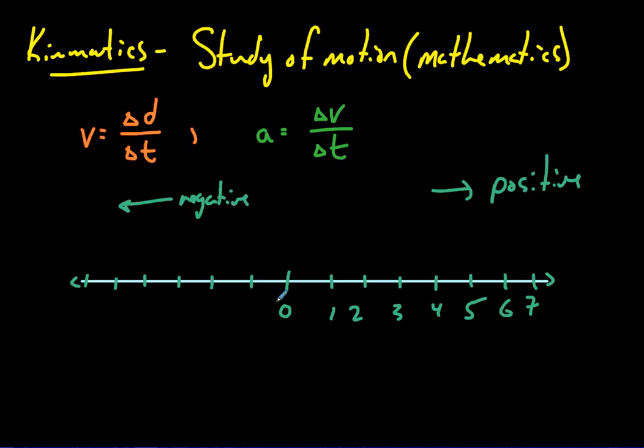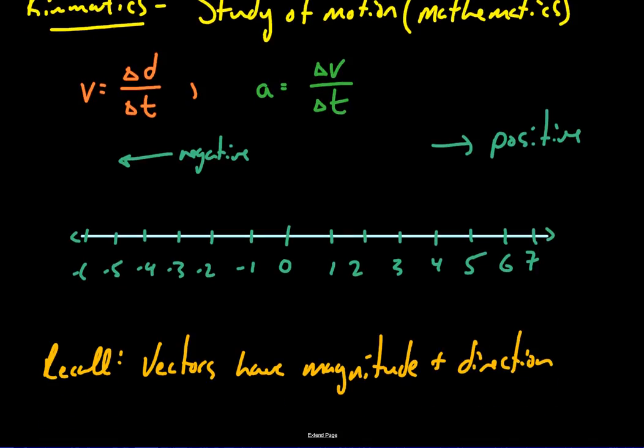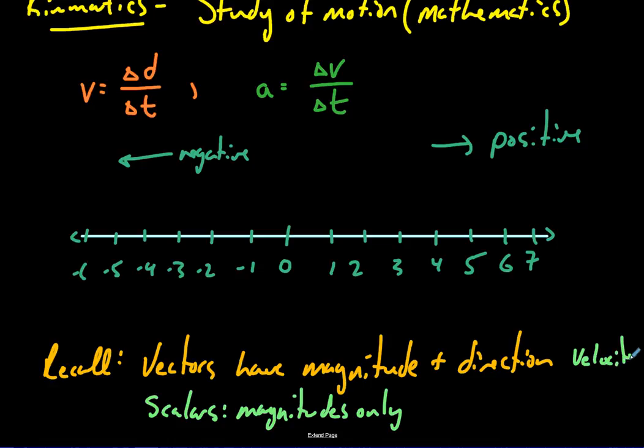Now this is if we're dealing with vector values. So I'll just remind you about vector and scalar values here. Recall from before that vector values have both magnitudes and directions, and scalar values have magnitudes only. So if you're asked to give a velocity, you're talking a vector value. If you're asked to give a speed, you're talking about a scalar value.